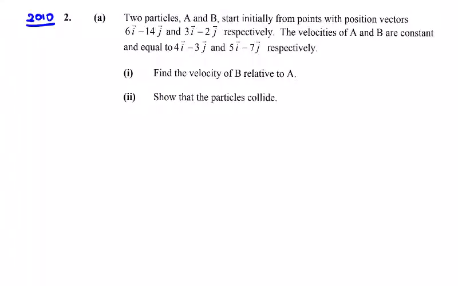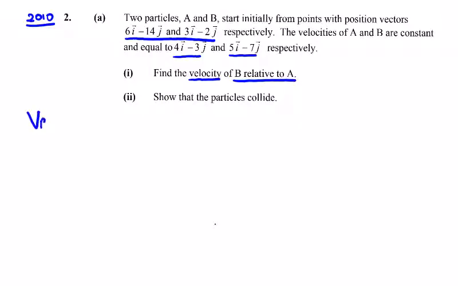This is the 2010 question 2, relative velocity. Two particles A and B start initially from points with position vectors. Here they are, their relative positions, and their velocities are 4i minus 3j and 5i minus 7j. First part, find the velocity of B relative to A.